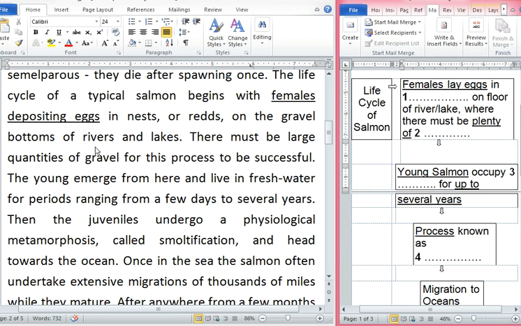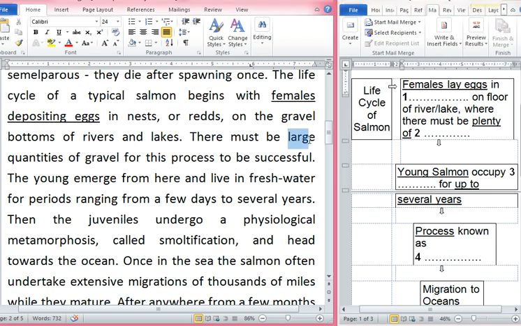On the gravel bottoms of the rivers and lakes, there must be a large quantity of sea. And it's so obvious, if you can find it. Large quantity of means what? Simply it means plenty of. So plenty of what? So let me read this entire sentence. There must be a large quantity of gravel, right? So a very clear answer is given. So we will write plenty of gravel here. So that's your second answer, right?